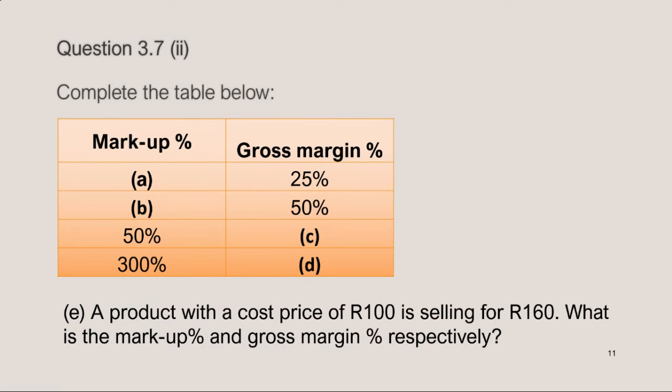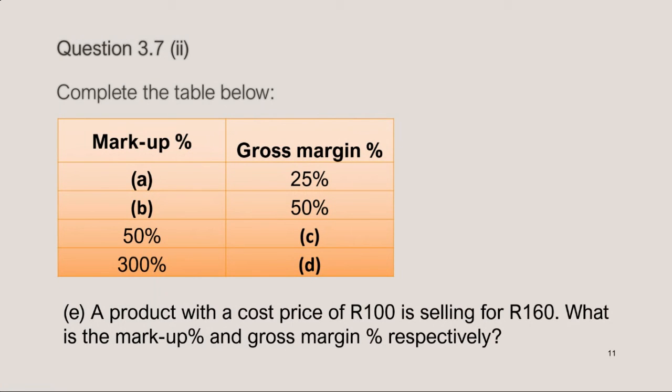Our markup percentage would be worked out as follows. Rafilwe, you're also correct. You use 25 over 75, and if you multiply by 100, you get to the percentage. So you get 33.33%. That is how you work out the markup percentage.